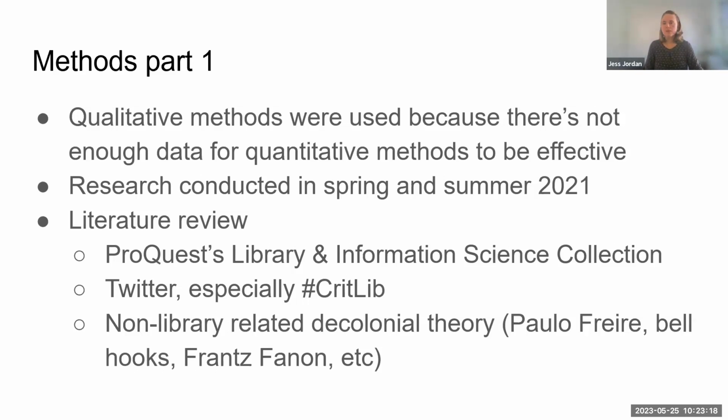So this research was conducted in spring and summer of 2021. I started with a literature review, as you do, that combined both formal and informal sources. For formal library journal articles, I was easily able to search using a ProQuest library and information science collection to find out what librarians are publishing about the work that they're doing. But I also searched a lot of informal literature, which is a lot more nebulous, and those include university websites, different blogs, lots of Twitter feeds. The hashtag CritLib, short for critical librarianship, was really useful. And I also brushed up on traditional decolonial theory from some of the classic authors that you may be familiar with.